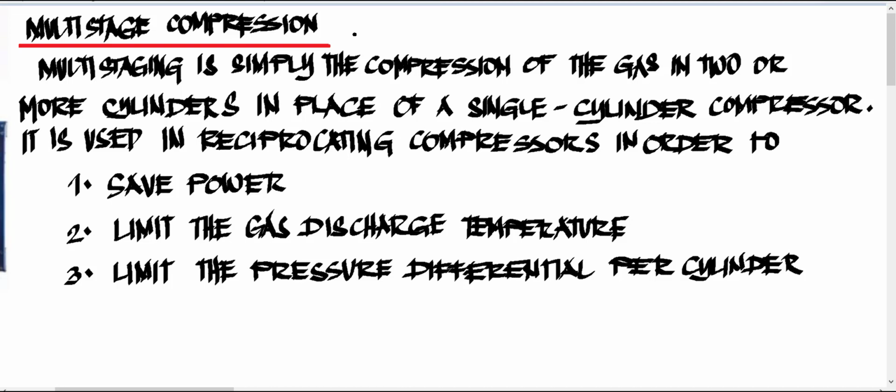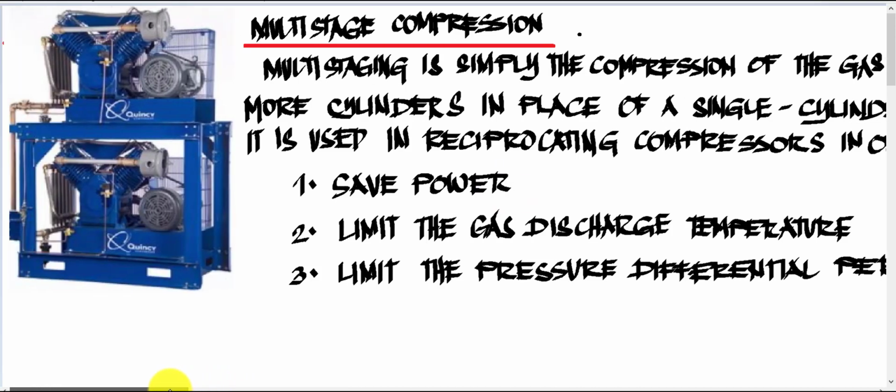Now for the benefits of using multi-stage compression. Initially, we have the first one, which is to save power. It improves the efficiency of a two-stage compressor. It performs less work, which means we save the power supplied to the electric motor. One sample of a two-stage compressor is this one.